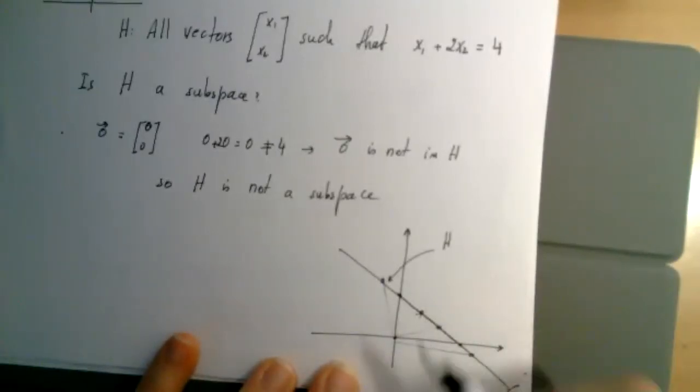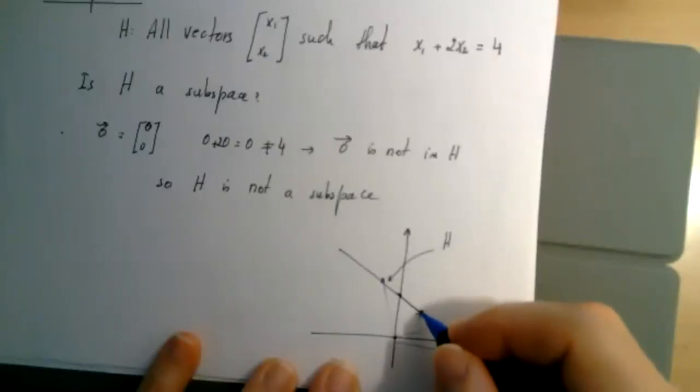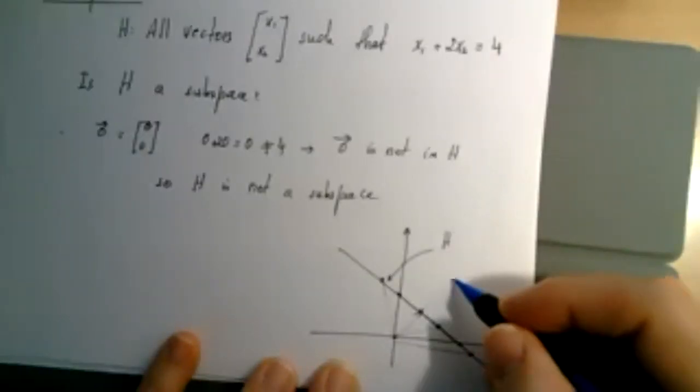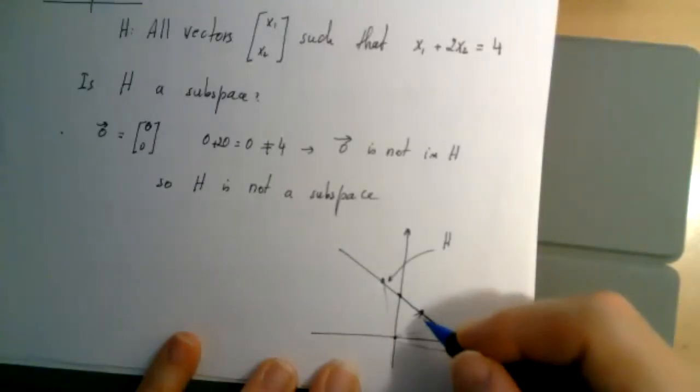Actually, nothing is satisfied. Even scalar multiplication is not satisfied because if I take a vector whose tip is right here and I stretch it, I stretch it.